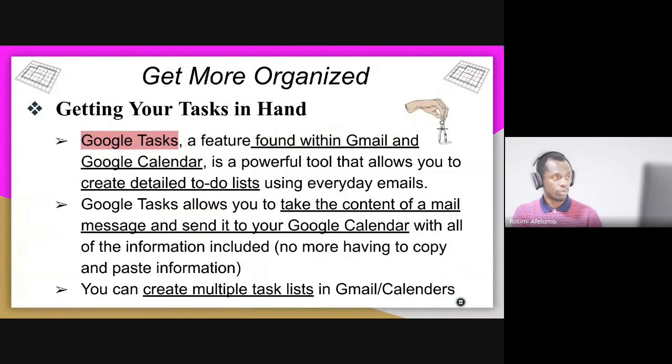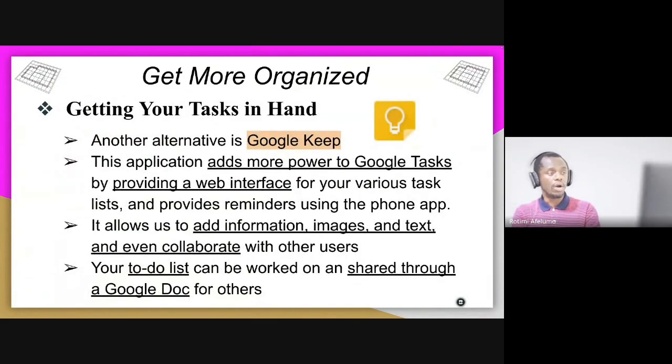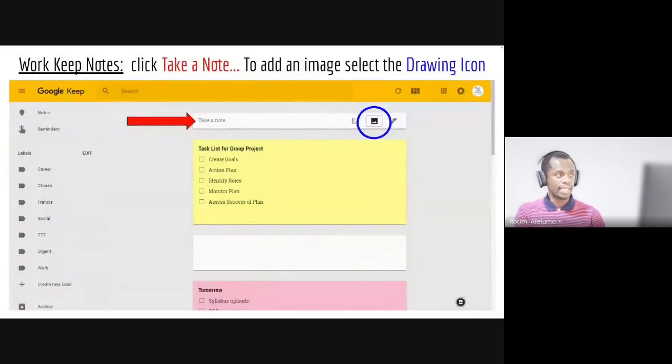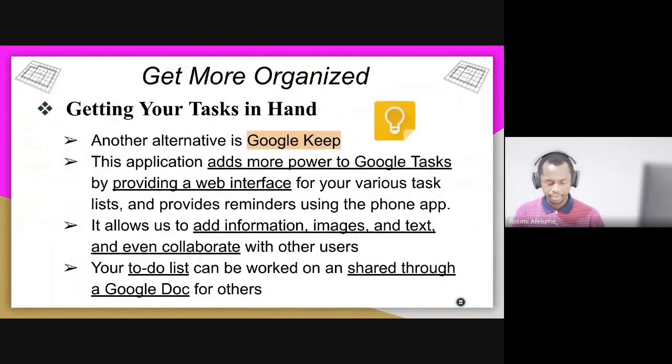So we talked about Google Tasks, Google Calendar. Google Tasks allow you to take content of an email message and send it to your Google Calendar. You can create multiple task lists, which is what we did. Now, I want to talk about one more thing before I take questions, and then we'll move to chapter 6. And that is what is called Google Keeps.